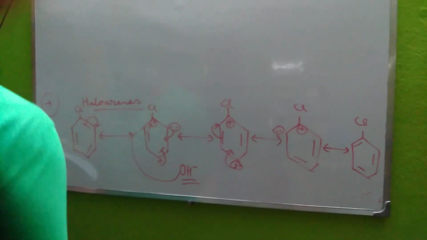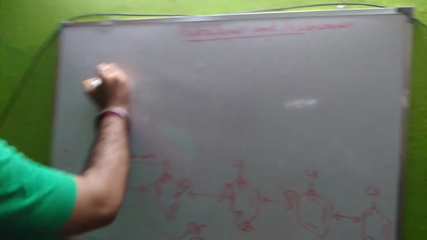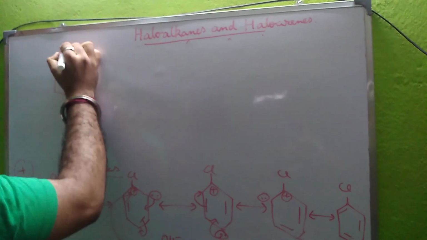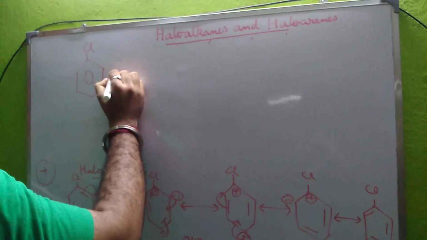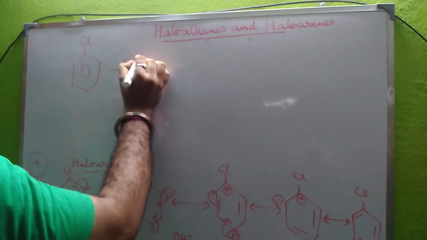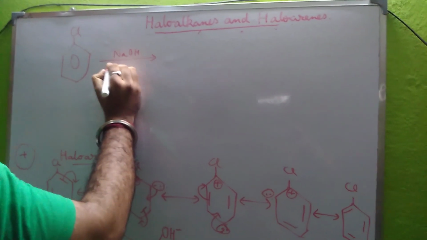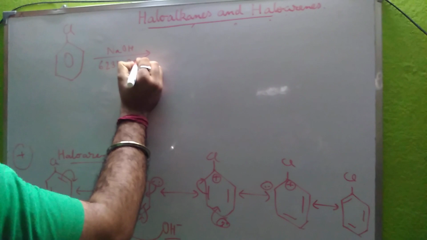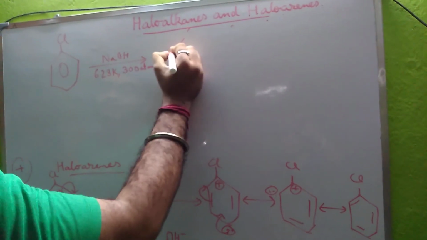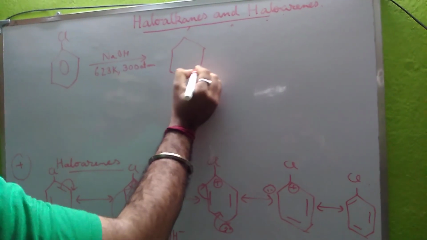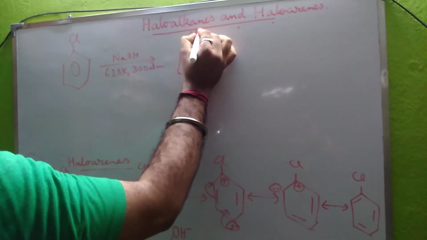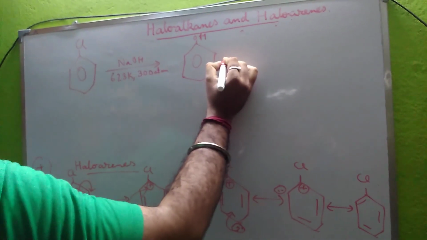The number one is, this is a chlorobenzene. It reacts with NaOH. It's an ionic compound, it's a base. At 623 Kelvin and at 300 atmosphere, what you will be seeing is that Na will be coming, Cl will be coming out, and in its place OH comes.